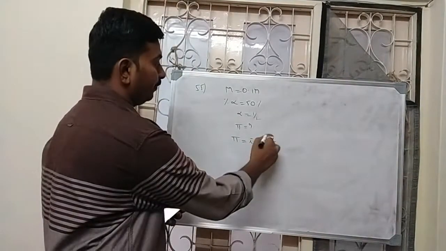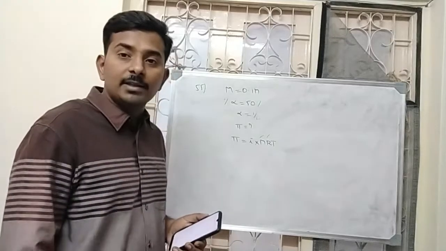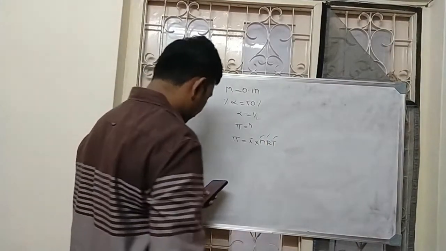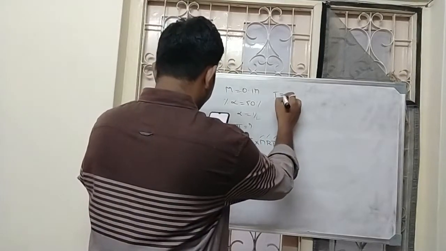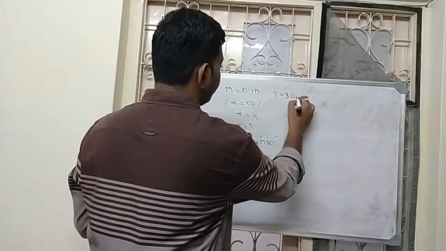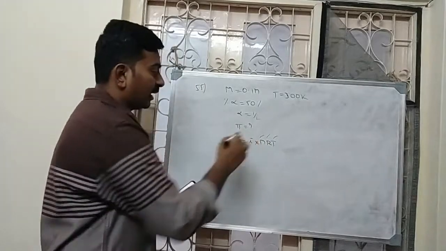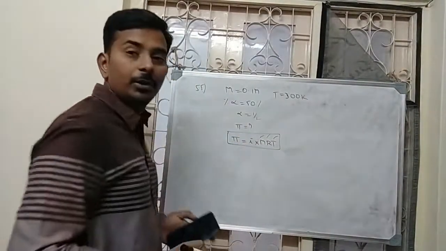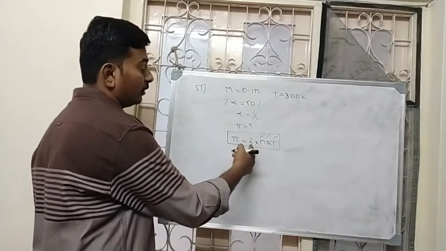We know the molarity, and they are telling us to take the value of R as 8.314. The temperature is also mentioned, and the given temperature is 300 Kelvin. So we need to calculate the value of i first. Once I calculate the value of i, I will substitute here. So how will you calculate the value of i?